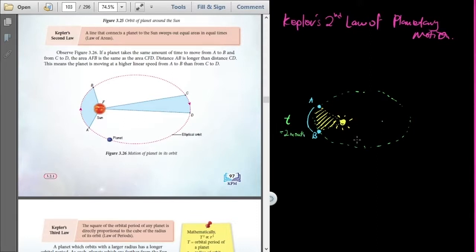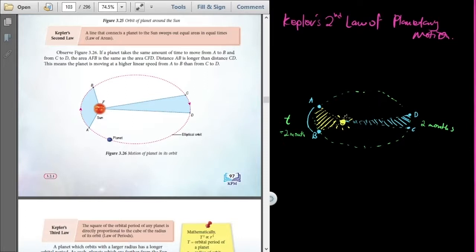So if we investigate another position, from C to D, this is the distance from the sun, and let's say the time taken from C to D is also 2 months. So the area swept by this planet from C to D is equal to this area, the yellow one. This law is also known as the law of areas. Of course, you can prove this if you know additional information about circular motion. It is easy to prove that by using circular motion.